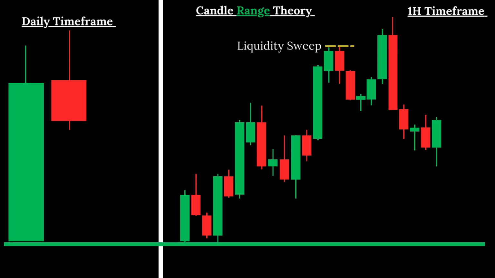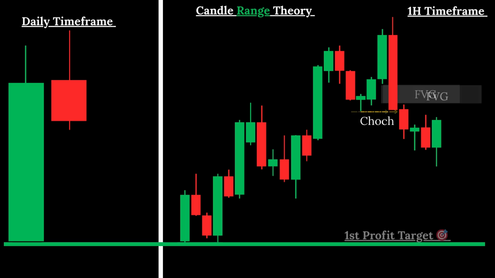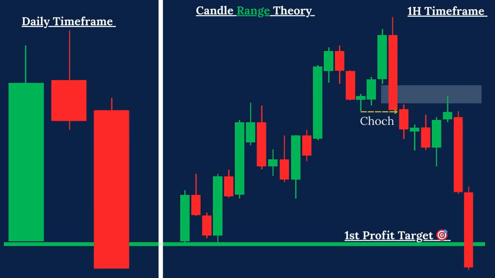Here's what you're looking for. 1. Liquidity sweep. Price takes out the high or low of the previous candle. 2. Change of character. A structural break showing momentum shift. 3. Fair value gap formation, an imbalance offering institutional entry, or an order block if no FVG is present. You're not guessing entries. You're reading the internal anatomy of the trap candle and targeting the low of the first candle's range as your first take profit, which the third candle fulfills.